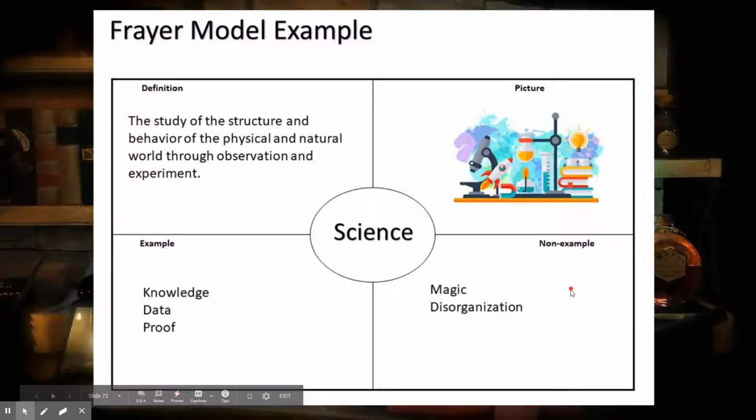So moving on to our antonyms, the opposite of that, right? If you have data and proof, it's not going to be magic. Okay, it's kind of like a make-believe type of thing. That's the opposite of the meaning of science. And disorganization is another antonym. And then here's a picture, probably just found on Google and pasted, and these are all the things kind of related to the term science.